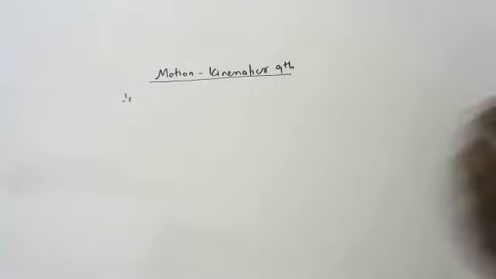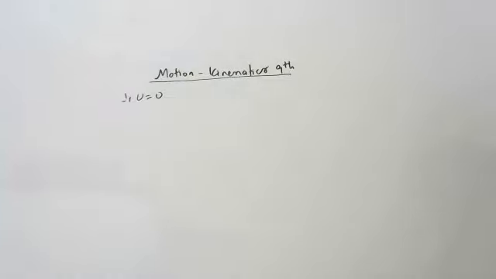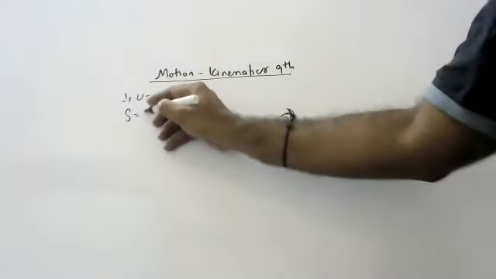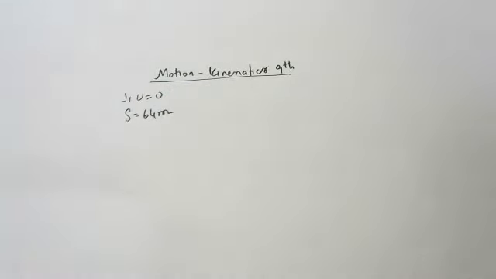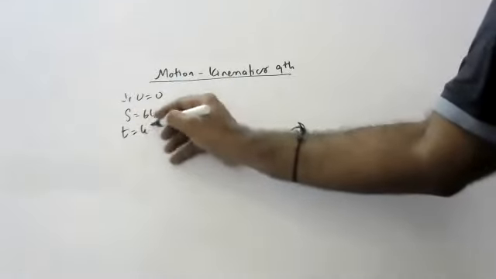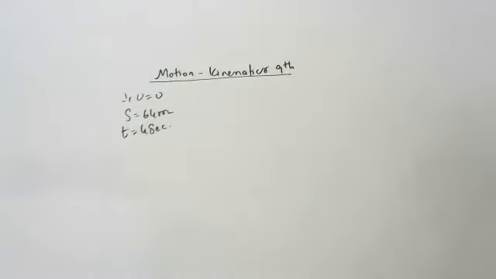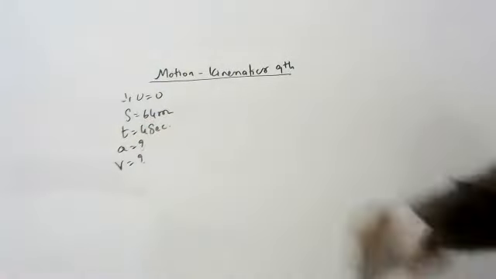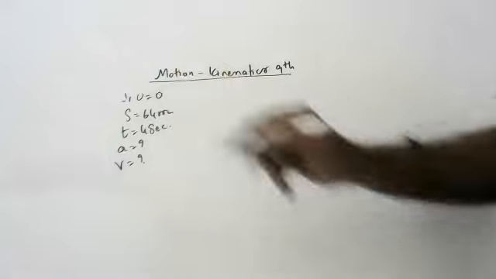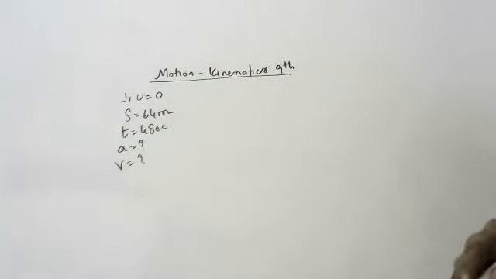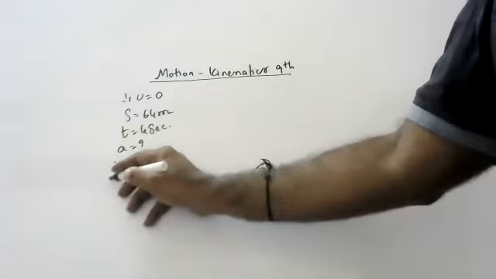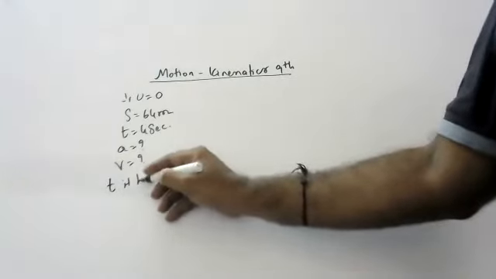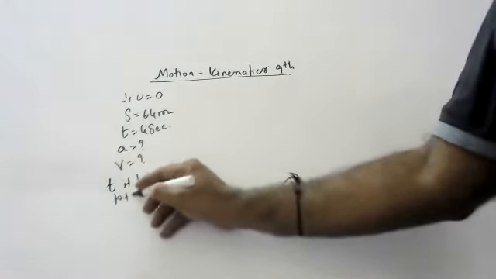A scooter starts from rest. Starts from rest means initial velocity is always zero, children. It moves in a straight line with a constant acceleration and covers a distance of 64 meters in 4 seconds. This is the question. First, find the acceleration. Second, find the final velocity. Initial velocity is zero. And at what time had the scooter covered half the total distance?